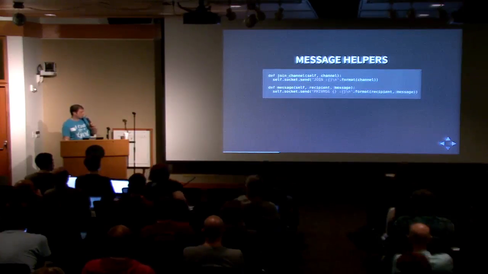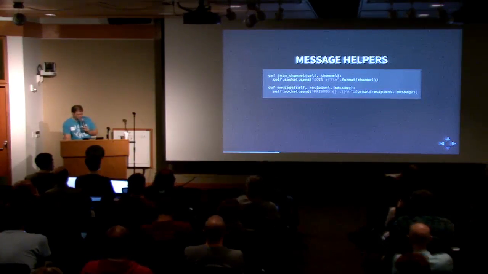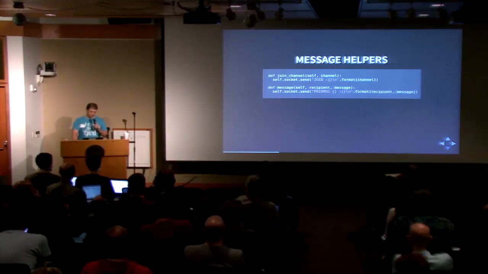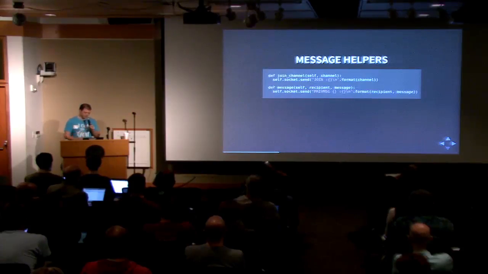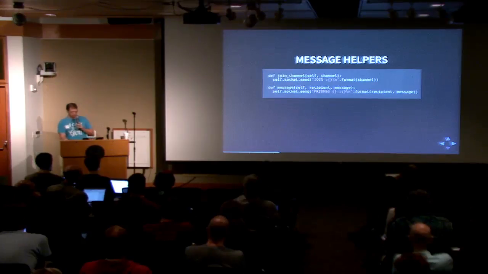The last couple messages that I talked about, we'll just wrap those in helper methods on the class. So there's the join. All it's saying is, okay, it'll join, pass in a channel, and it just sends that down the socket. And then for message, the same thing, except you need to give it a recipient, which, as I mentioned, can either be another user on the server, or it can be a channel.